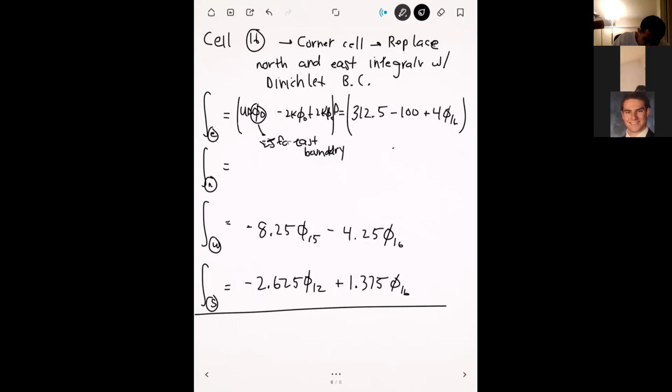All right. And so for the north integral, we have a very similar expression here. But instead of u, we have v, positive v here, okay? So we have v delta times phi naught, okay? Minus 2k phi naught plus 2k phi sub c, which is phi 16, okay? Okay, and so let's go ahead and plug in the values for that. And so we have v is equal to 5 times 0.25 times the north boundary condition, right? And so this phi naught here is going to be 50 for the north boundary.